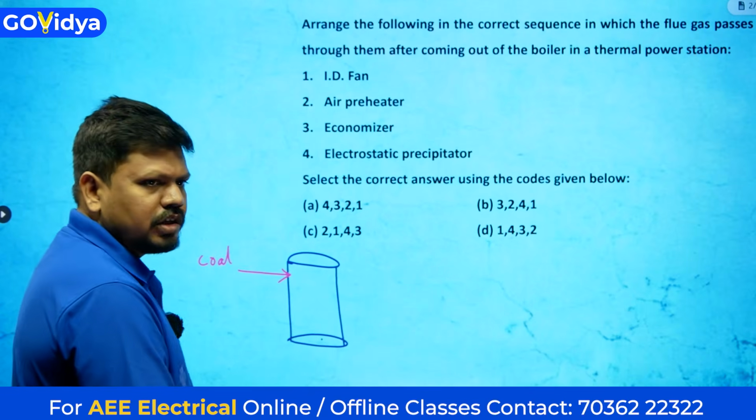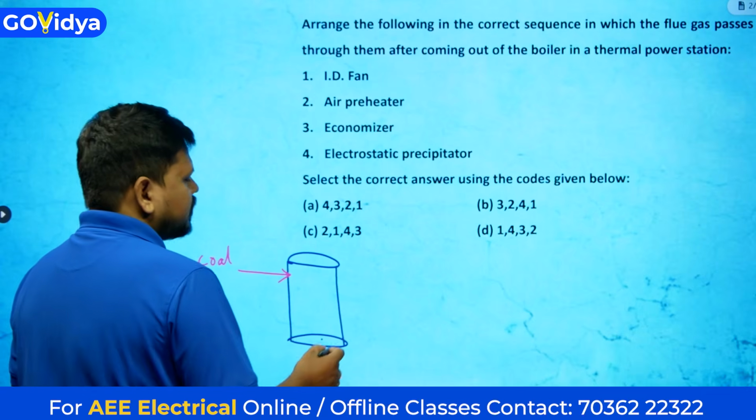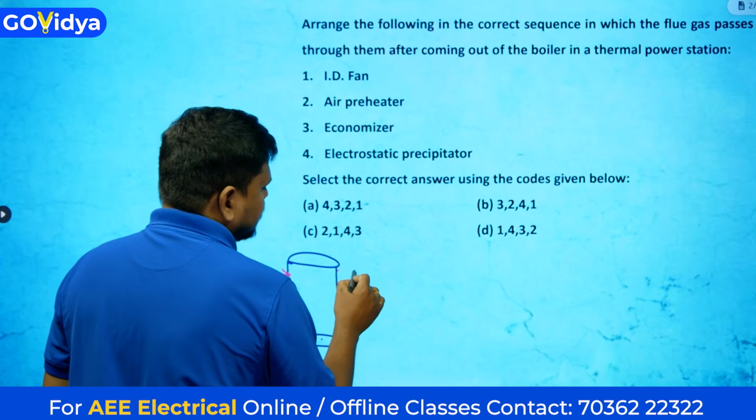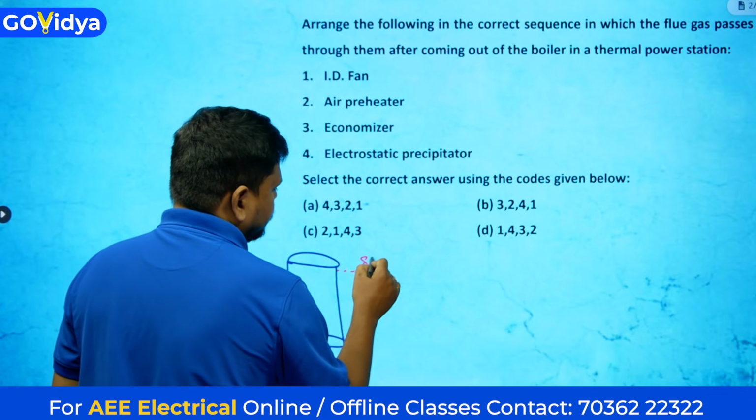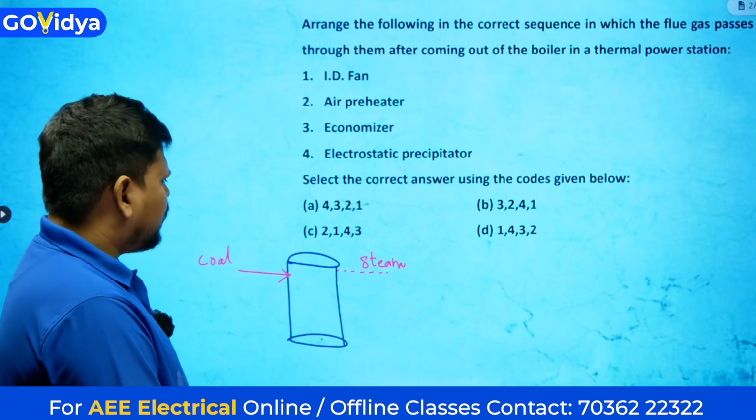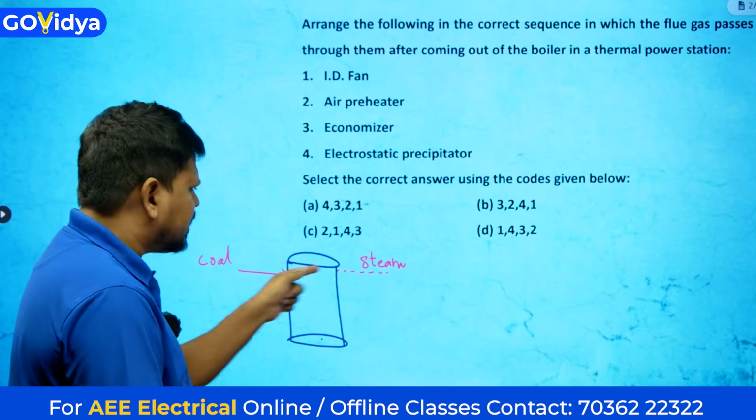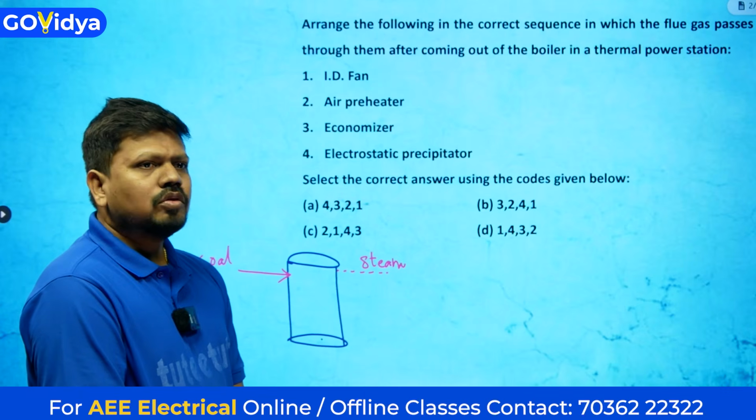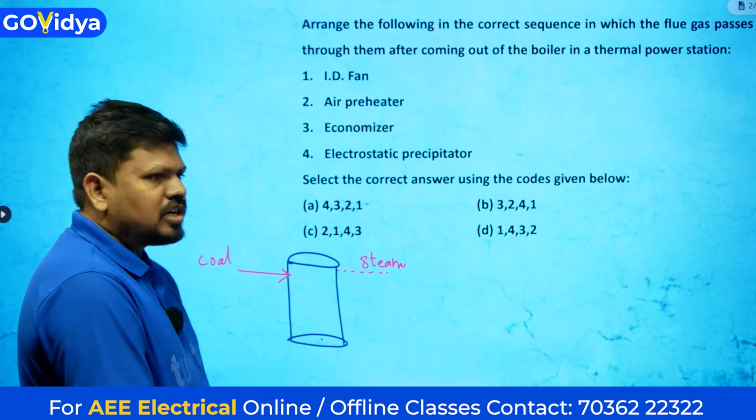Somehow we are doing this. What is the outcome of this? The first thing is steam. Steam is the outcome. Before that, coal we have taken, and steam has to come. How will steam come? From the coal alone it is not possible, right?